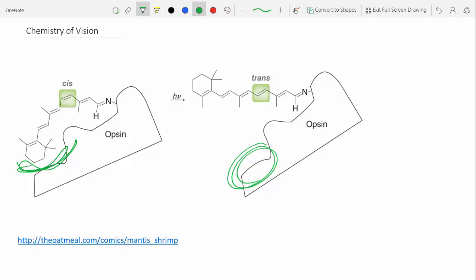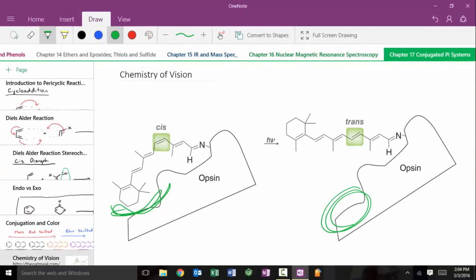We only have a handful of receptors, but I wanted to show you guys something. It's one of my favorite comics.